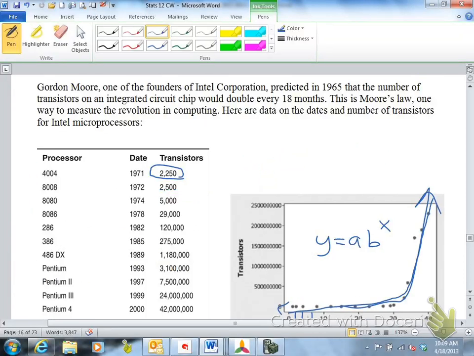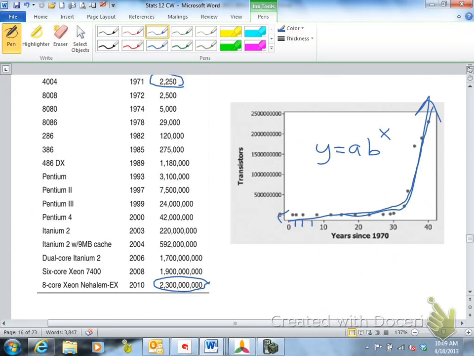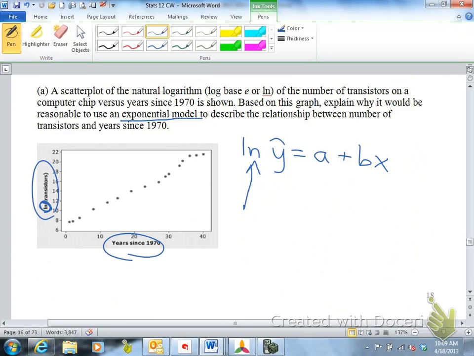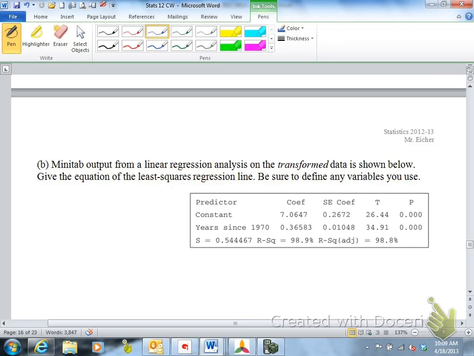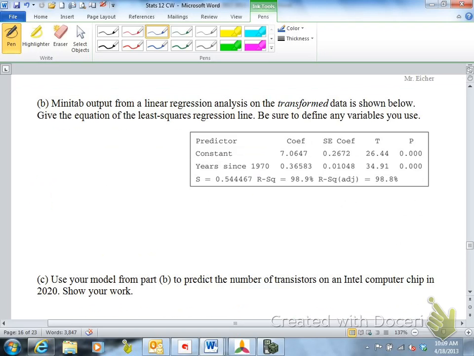So this is our example, Moore's Law. We've already talked about it, but I'm just starting to record right now. So this is linear. We have ln right here, so you only have ln of the y variable. So to do one like this, Minitab output from a linear regression analysis of the transformed data is shown below. Give the equation of the least squares regression line.